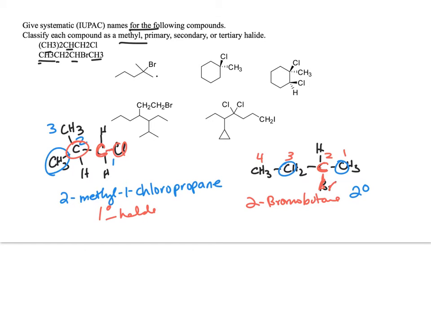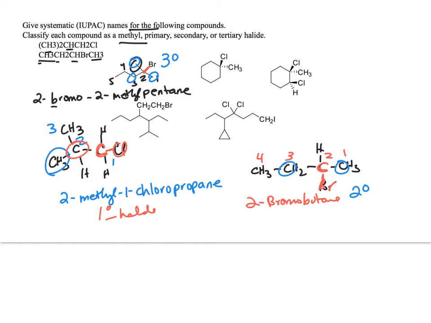This carbon, the longest chain, would be 1, 2, 3, 4, 5. So you have, you do these in alphabetical order, the substituents, 2-bromo dash 2-methylpentane, because there's 5 carbons. And you look at this carbon that's connected to the bromine, and you see that it's connected to 3 carbons, so that makes it a tertiary halide.